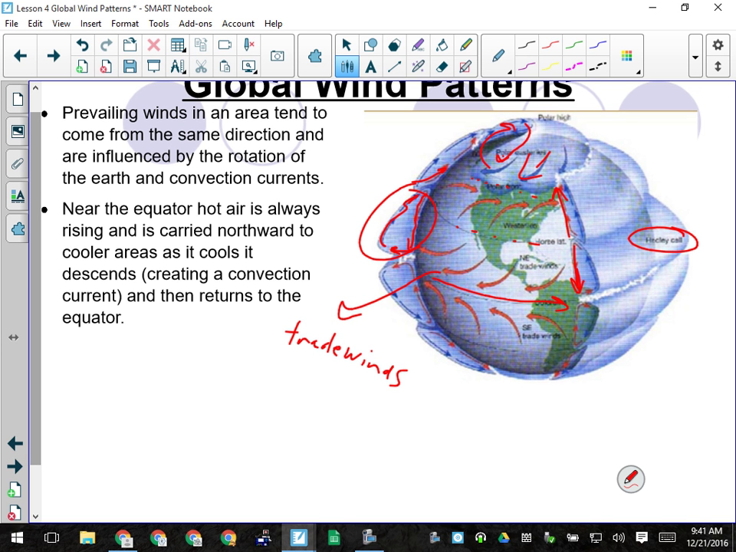Questions on that? So this is all caused by inequity in the amount of solar radiation that happens, right? Lots of solar radiation hits here, so our air is always moving up and away. Whereas at the poles, the cold air is being pulled down because the heat is trying to move in general towards the colder area. Everyone all right with that idea?